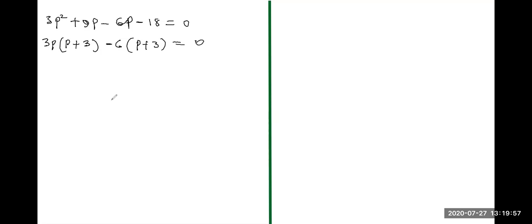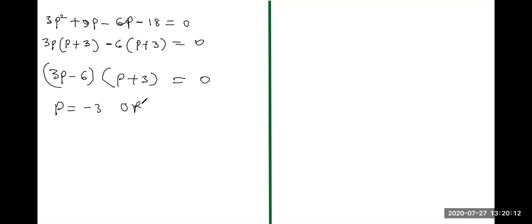Remember the two brackets must be the same. So 3p minus 6 into p plus 3 equals to 0. And what we have, you have your p is equals to minus 3 when you solve for this one, or p is equals to 2 when you solve for this other one. All right, any question?